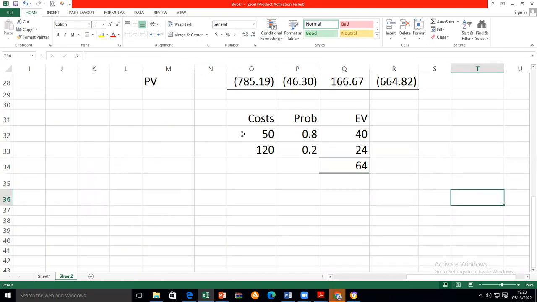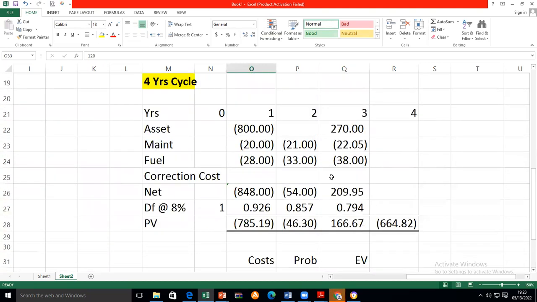So there are two possible outcomes, and the probability assigned to each. You multiply this by that, multiply this by that, you get these figures and add them up. And this is what we're going to put here.